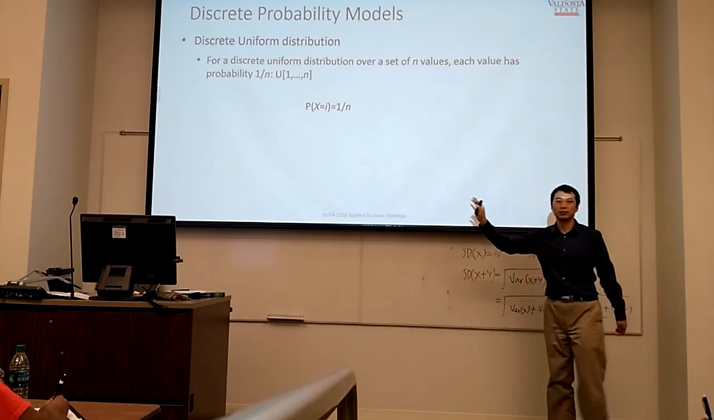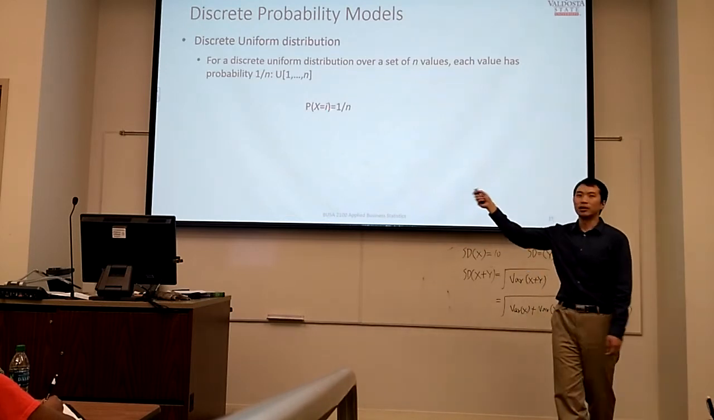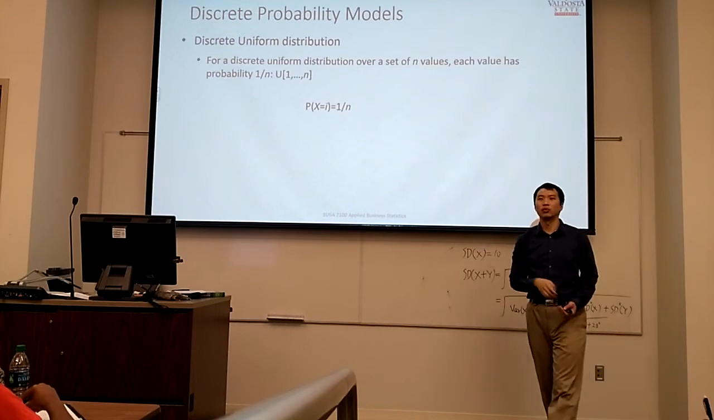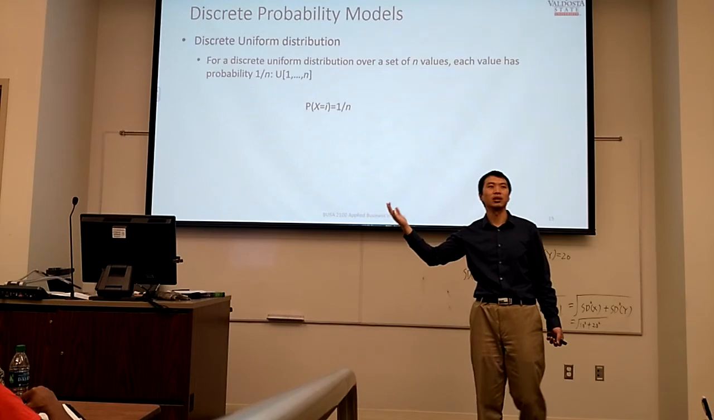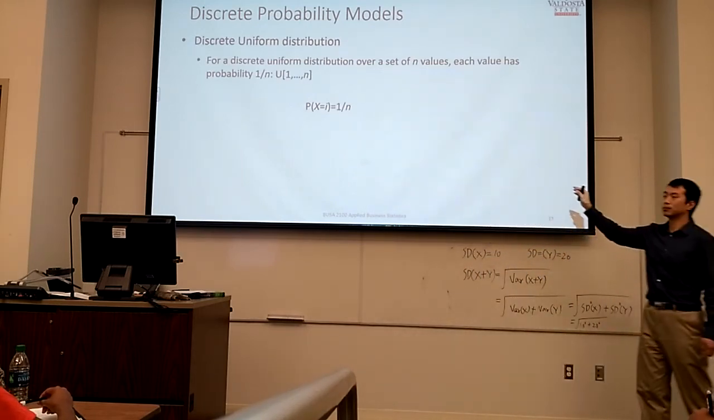Any questions? Yes? What's i? So i here is a possible outcome. For example, if we are rolling a die, i could be 1, 2, 3, 4, 5, 6. So that's i. Any other questions?